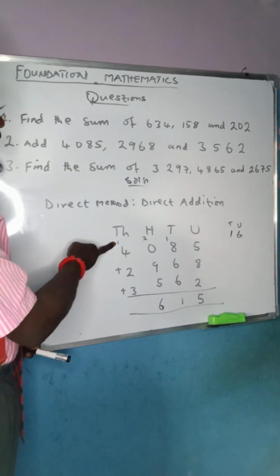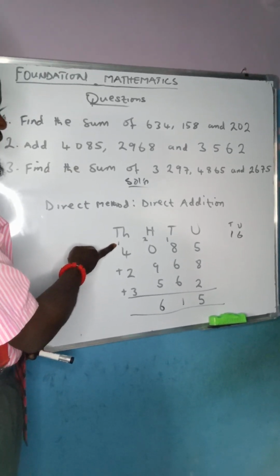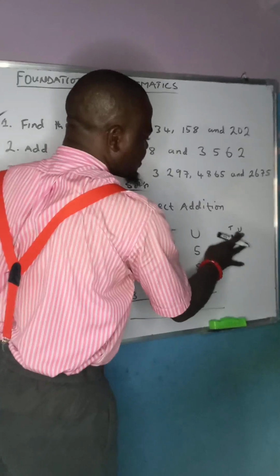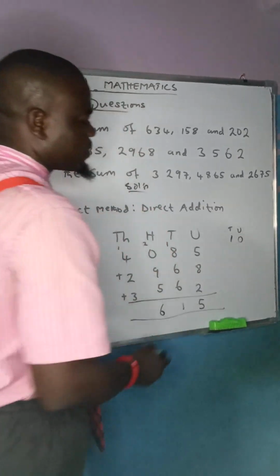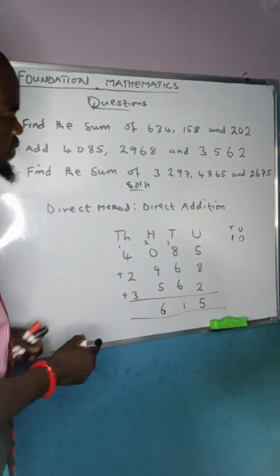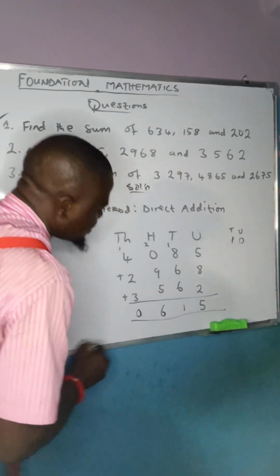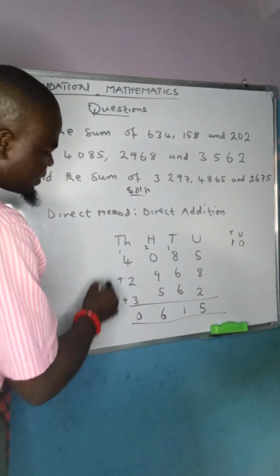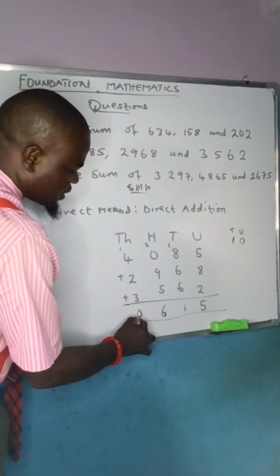But there's one I carry, which makes it what? 10. And when I have 10, I write 0 and carry 1. So this is 0. Now, the one I carry, since there's no other number, you put it under the plus.